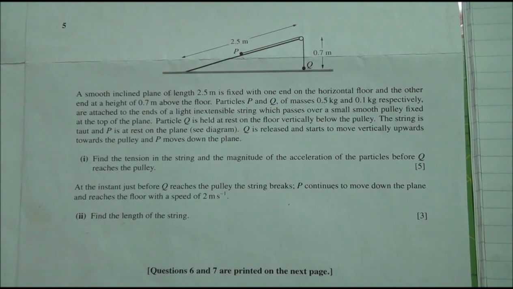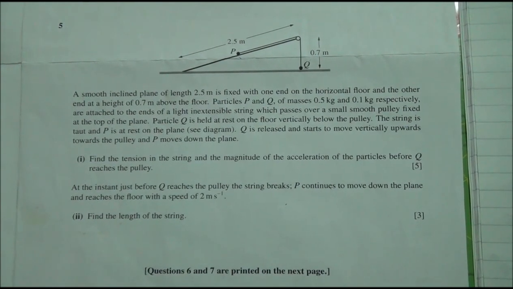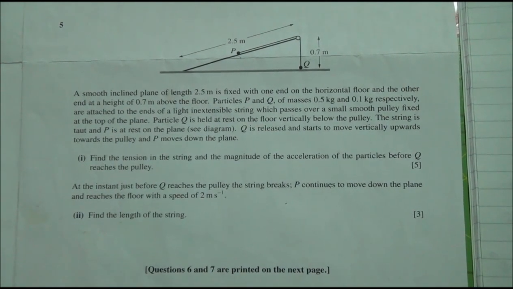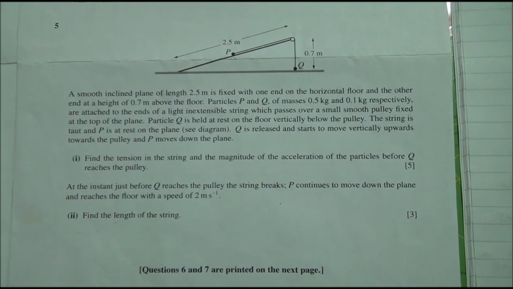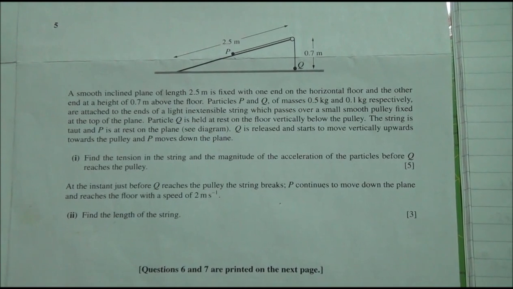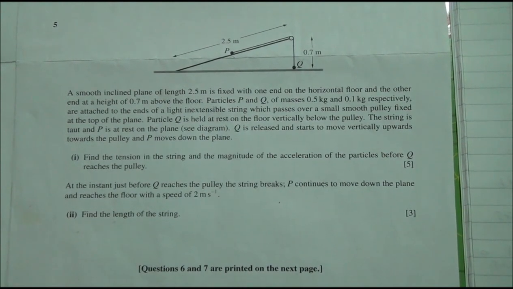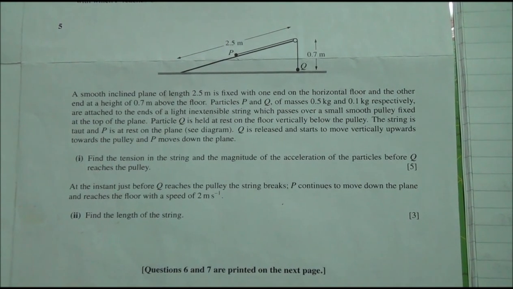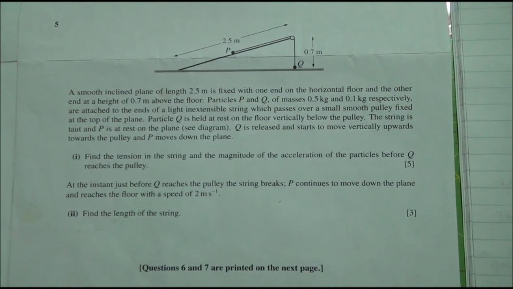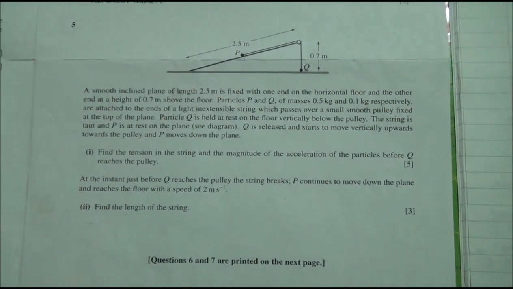Particle Q is held at rest on the floor vertically below the pulley. The string is taut and P is at rest on the plane. Q is released and starts to move vertically upwards towards the pulley and P moves down the plane. Find the tension in the string and the magnitude of the acceleration of the particles before Q reaches the pulley.